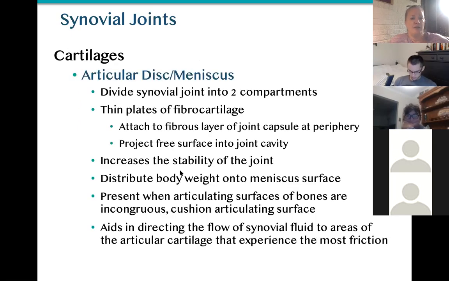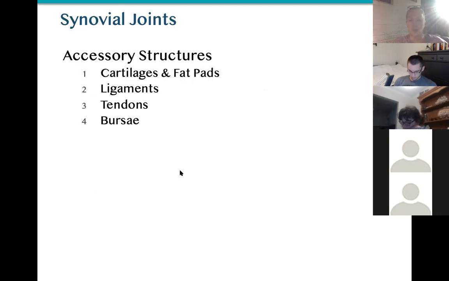Okay, moving back on from that aside, to our synovial joints. So we sometimes have accessory structures in our synovial joints, all right? And our knee is famous for this. So accessory structures that we can have will be excess cartilages and fat pads in our synovial joints. We can also have ligaments and tendons that can run through our synovial joints or around them, and bursa within or outside of our synovial joints.